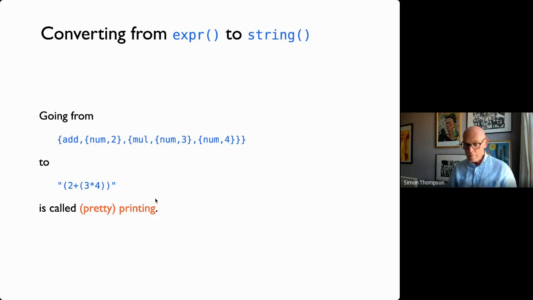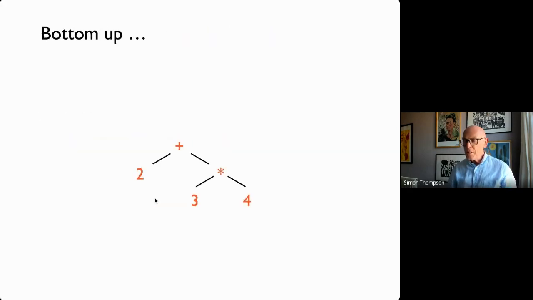It's less obvious. Okay. And just to talk about the way that recursion works, and I'm sure you've seen this before, you can think of doing it bottom up. So you start at the bottom of the tree and turn things into strings. That would have us turning the number 2 into the string 2, the number 3 into the string 3, the number 4 into the string 4. And then we can start pushing information up the tree.